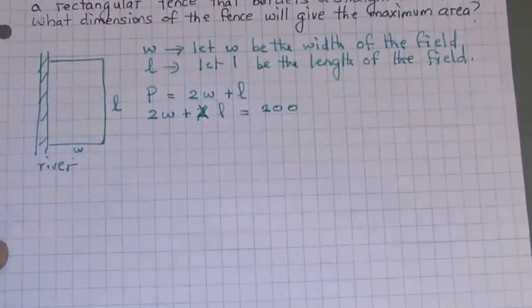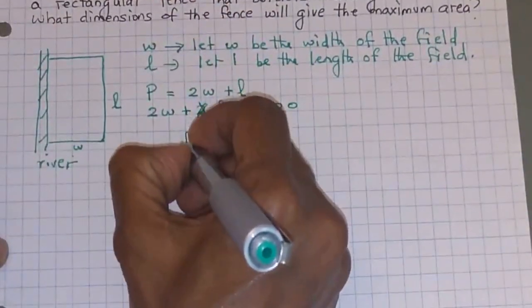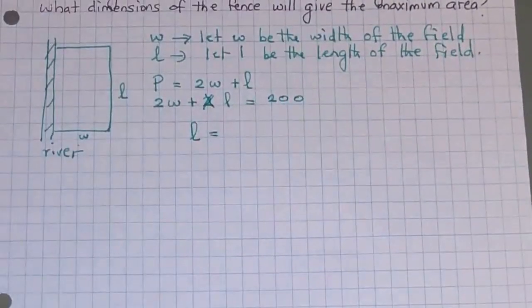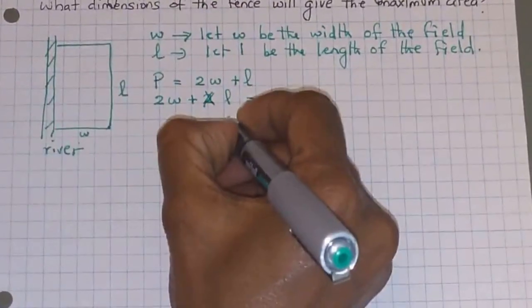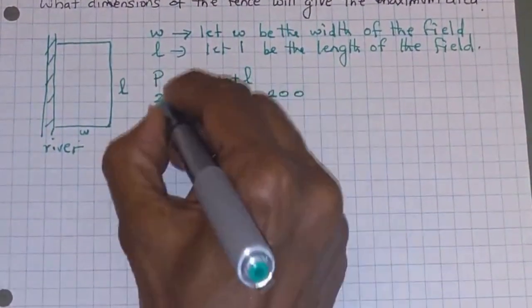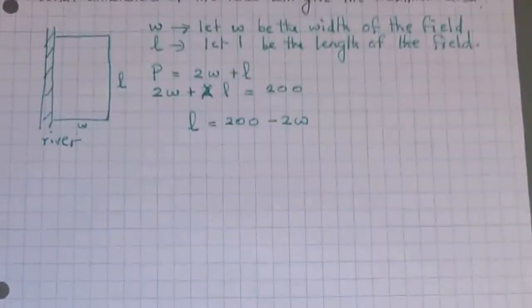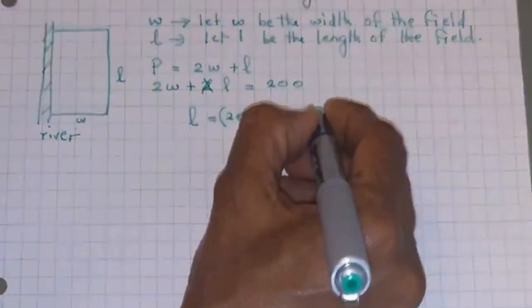Now I'm going to isolate L from this equation to be able to use that in my next equation that I'm going to write for the area. So I'm going to move the 2W over to the other side, so it becomes negative. So L is 200 minus 2W.